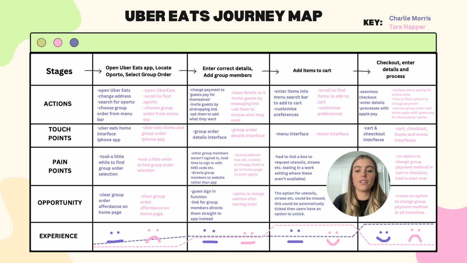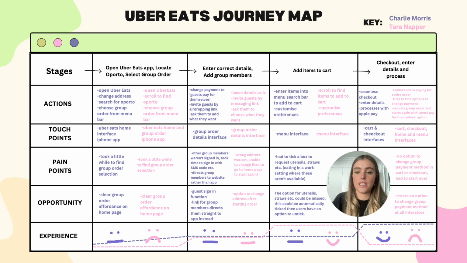The opportunity involves creating a clear group order affordance on the homepage, even before selecting a restaurant. When entering group order details, Charlie changed payment to guests pay for themselves, whereas Tara forgot to do this. As Charlie's group members weren't signed in, it took time to sign in as it directed them to the website where they had to sign in with an SMS code, etc. This was time consuming and a little frustrating.